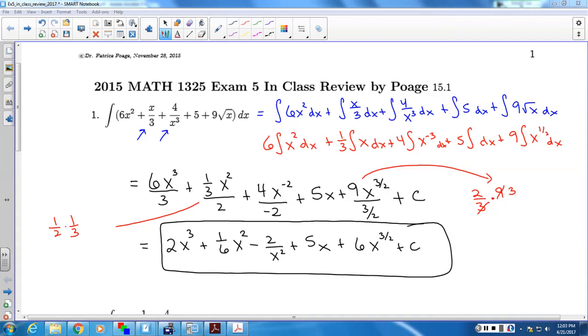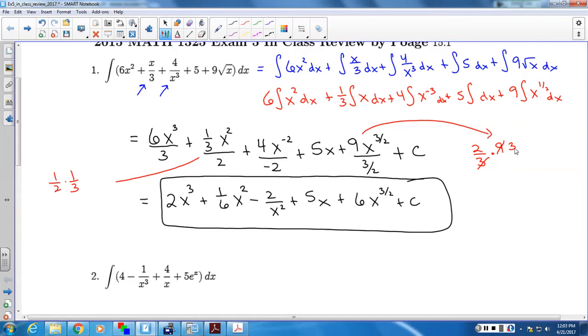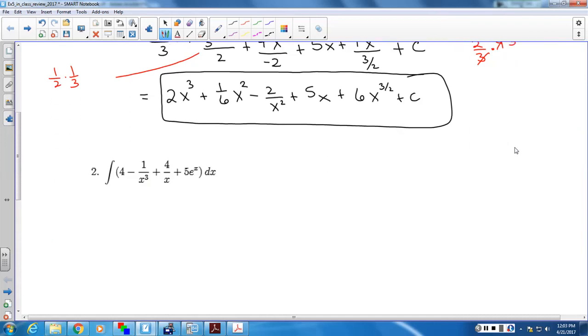The 15.1 problem. On the next one, I'm going to also put in the extra step of separating it, just in case. It might be a step you skip, but I don't want to lose anyone. So I'm going to have the integral of 4 dx minus the integral of 1 over x cubed dx plus the integral of 4 over x dx plus the integral of 5e to the x dx.